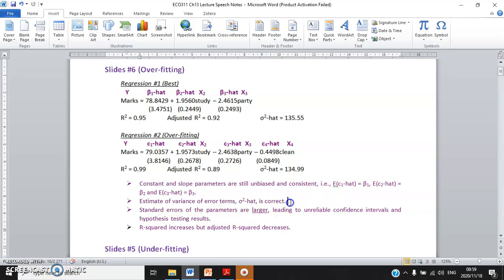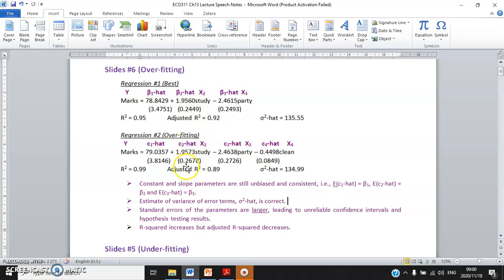Variance of error term remains fine, correct? Do you notice not much of a change? Around 135. But standard error of the parameter becomes larger. Do you see standard error of the constant becomes larger? From 3.47 to 3.8 something. And then again, standard error of B2 hat increases.